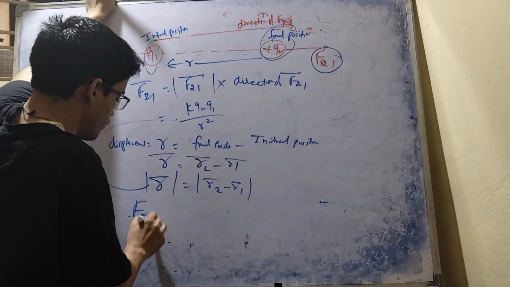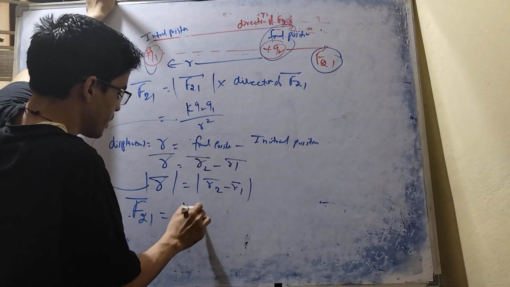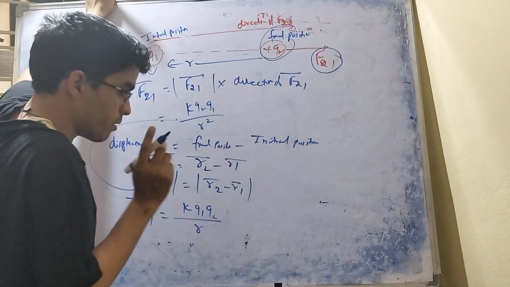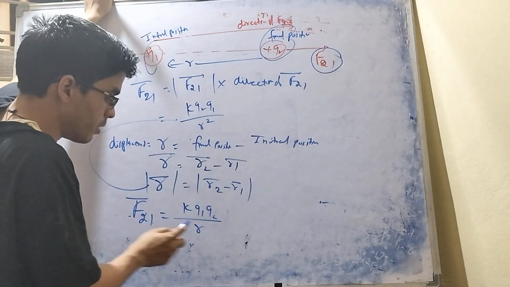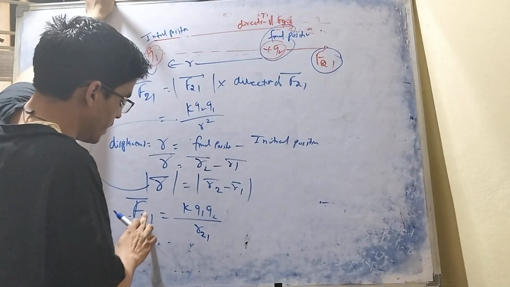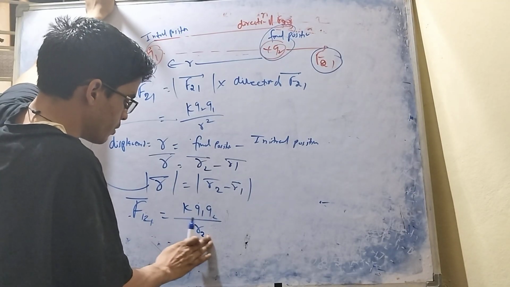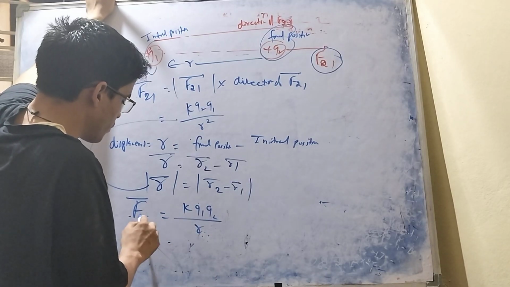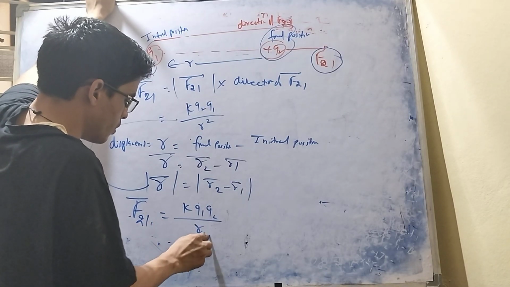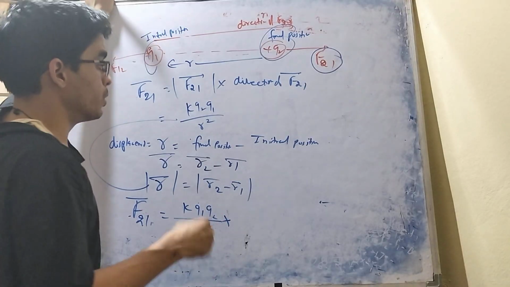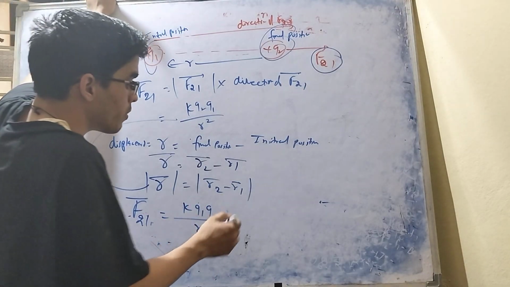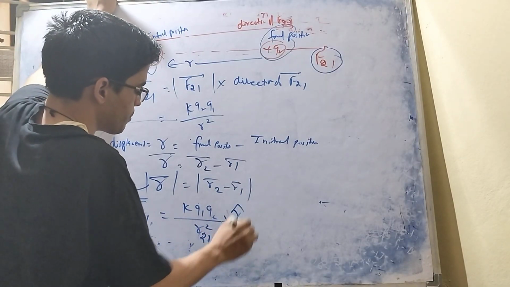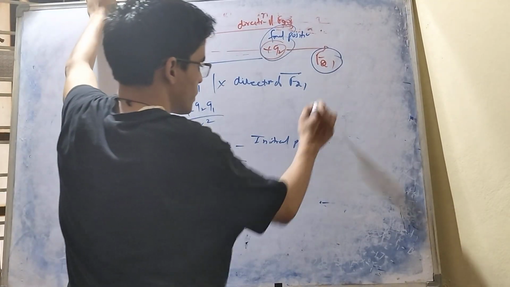How? F21 vector equals K Q1 Q2 by R. See one thing, I want a trick here. F21, so here also R21. If there it is F12, there also R12. But here we have to calculate F21, so put R21 square here. Next, you know what the direction is? Direction is always given by the unit vector. What is the unit vector? R21 cap. Correct.